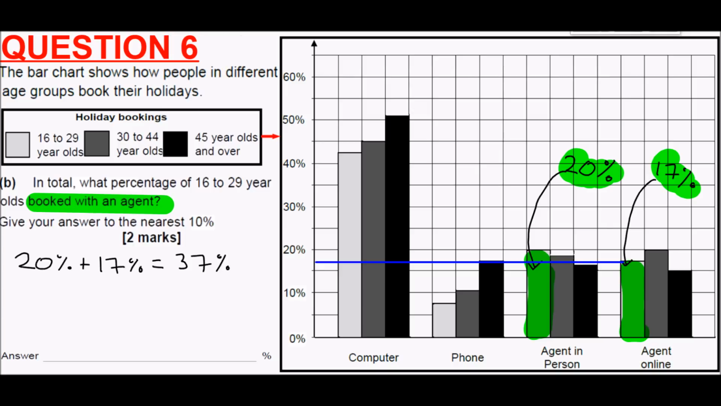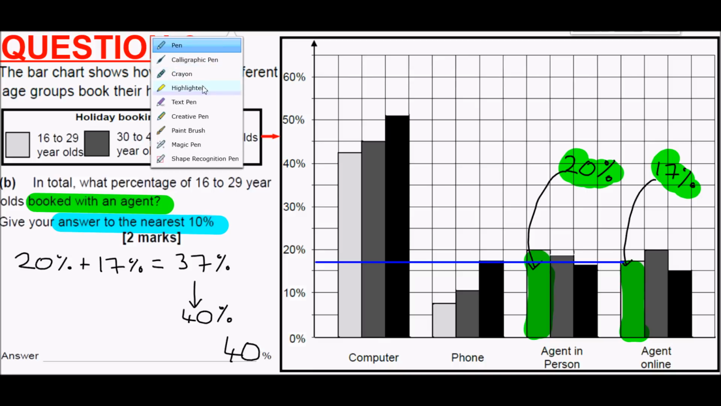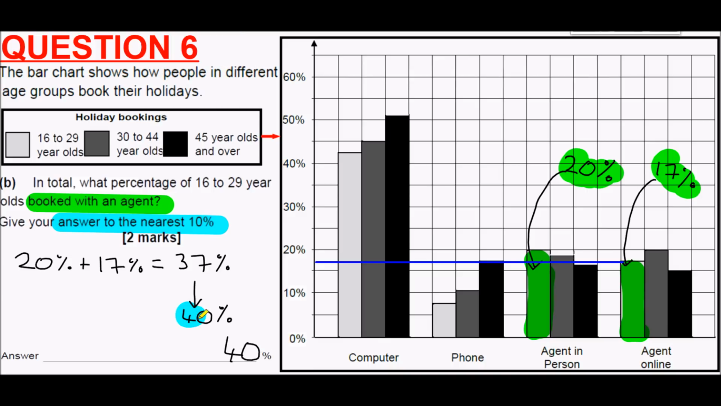That would be 1 mark, but we've been asked to give our answer to the nearest 10%. So what we need to do is round 37 to the nearest 10. So 37 is closer to 40 than it is to 30. So to the nearest 10, that would be 40%. And that is our final answer for part B. To the nearest 10%, we've got 40%.